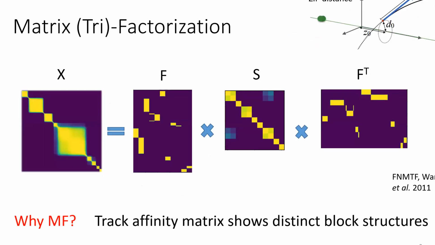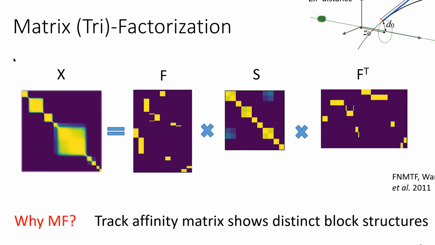So first, what is matrix factorization? Matrix factorization is essentially taking an input matrix and factoring it into a bunch of smaller matrices. You multiply these smaller factor matrices and you want to get a resultant matrix which looks very similar to the initial input matrix. In the particular case shown here, we are doing matrix trifactorization, so instead of two factors, we are finding three factors. And this particular implementation is called fast NMTF.